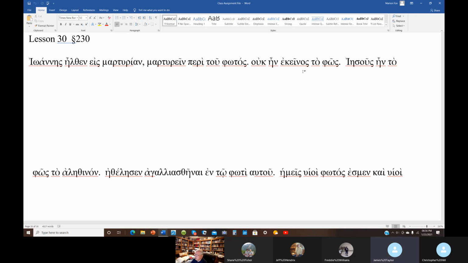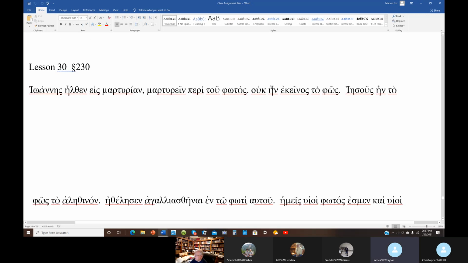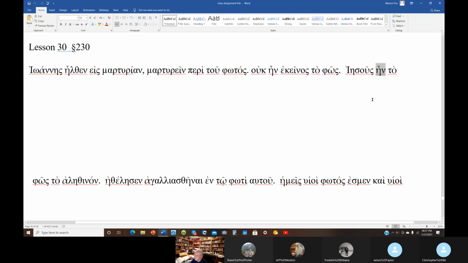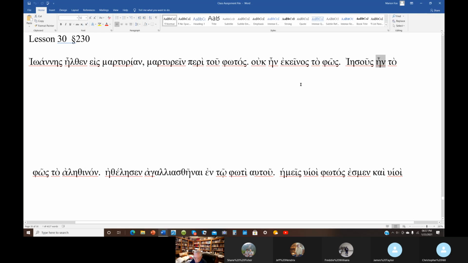Okay. Any questions? So he gave witness concerning the light, and he was not that light. He's not this light. He's the light over here, farther away, a different light. Okay. Any questions about that? Obviously, we have the same word here that we have over here. So we just parsed it as imperfect, the third person singular imperfect of eimi. So we have that here.